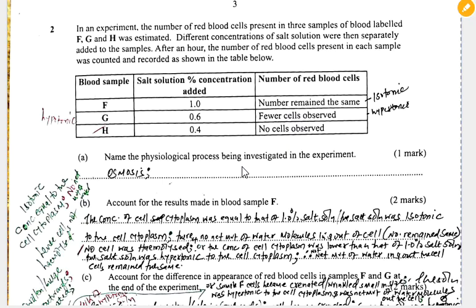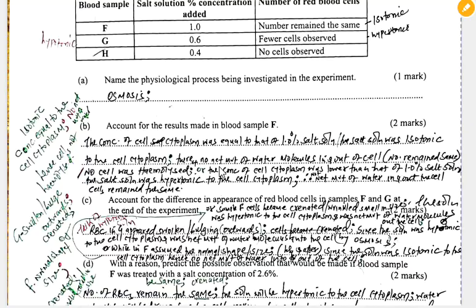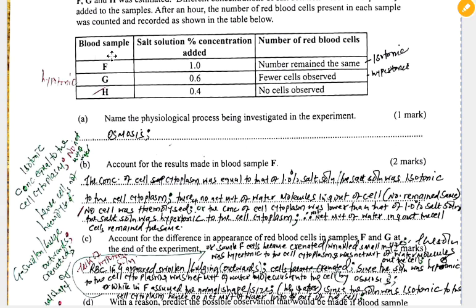Then G, 0.6 percentage concentration of salt. Number of red blood cells, fewer cells were observed. Then H, 0.4 salt solution percentage concentration, no cells observed. Part A, name the physiological process being investigated in the experiment, that is osmosis. Account for the results made in blood sample F, and this one is F, 1% concentration, the number of red blood cells remain the same.